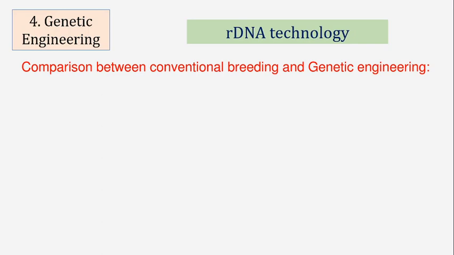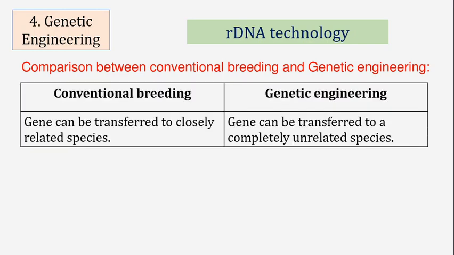So now we will compare the differences between conventional breeding and the genetic engineering process. At first, by the conventional breeding process, genes can be transferred only between closely related species.